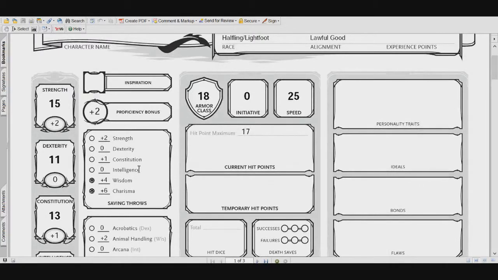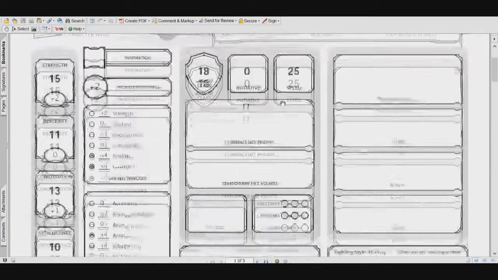If this character were to wear leather armor and go out into the world, they would have an 11. Let's say they still have their shield, so 13 armor class. So anything trying to hit me or whack me with a weapon would have to roll a 13 or higher in order to hit me.